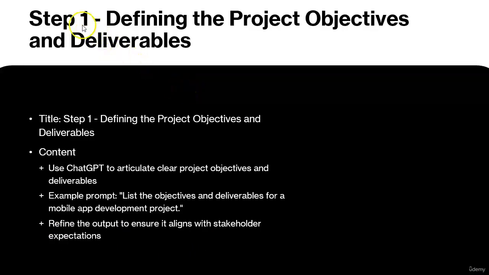Let's start with step 1, defining the project objectives and deliverables. This step is all about clearly articulating what your project aims to achieve and what will be delivered at the end. With ChatGPT, you can easily draft this section. For example, you can give the prompt, list the objectives and deliverables for a mobile app development project. ChatGPT will generate a draft which you can then refine to ensure it aligns with your stakeholders' expectations. Let's see in the ChatGPT window.